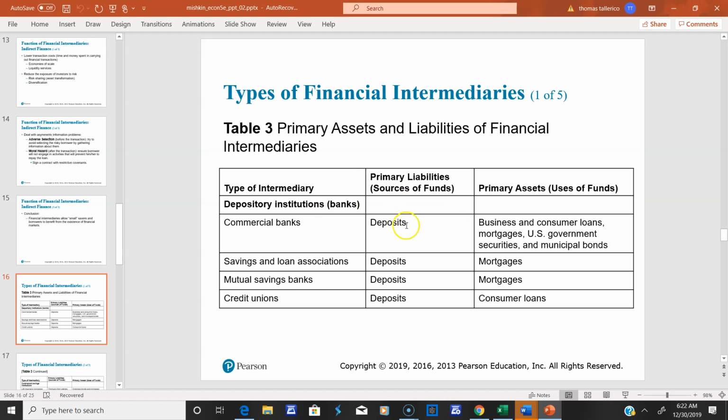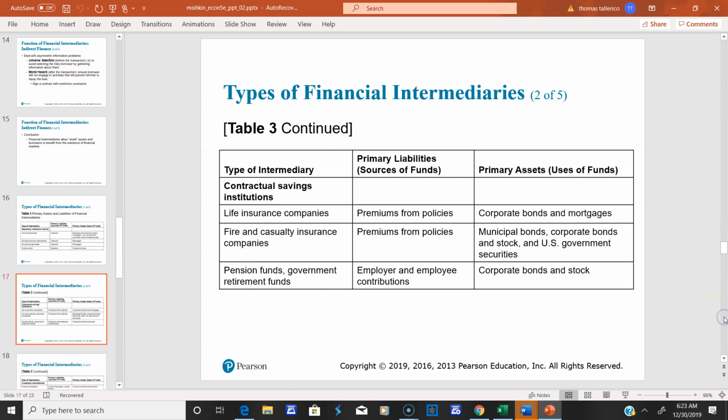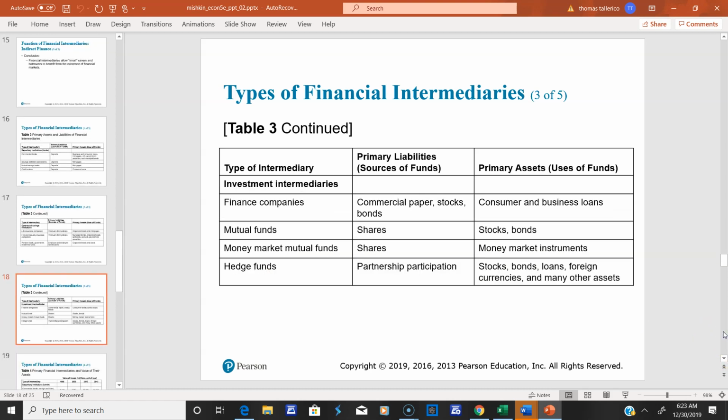So here are some financial intermediaries, right? Mutual savings banks and depository institutions here that they show you. And here are the life insurance companies and the pension funds. Finance companies, TIAA-CREF does, and the commercial paper. Here are the mutual funds we previously discussed. And you could even buy money market instruments through mutual funds, right? Through intermediaries.